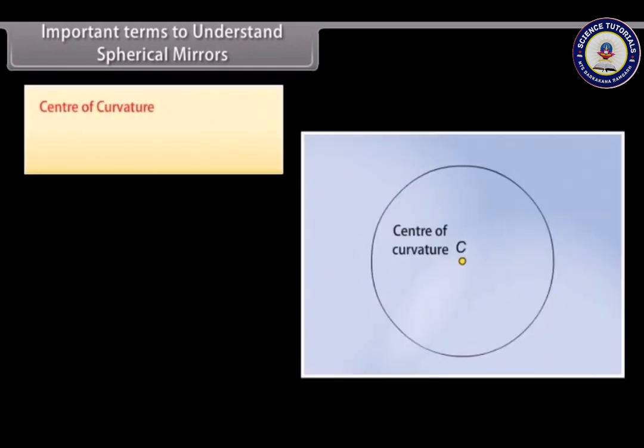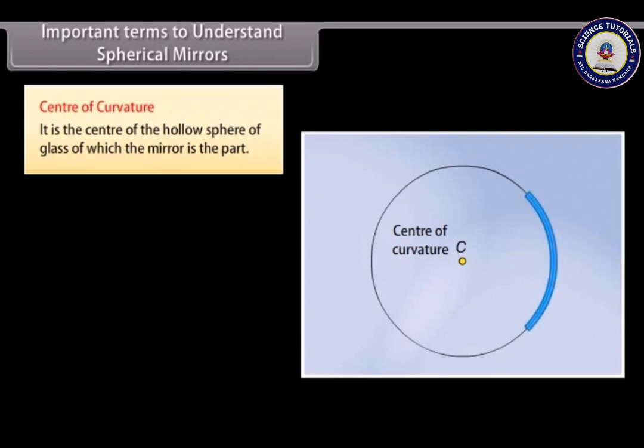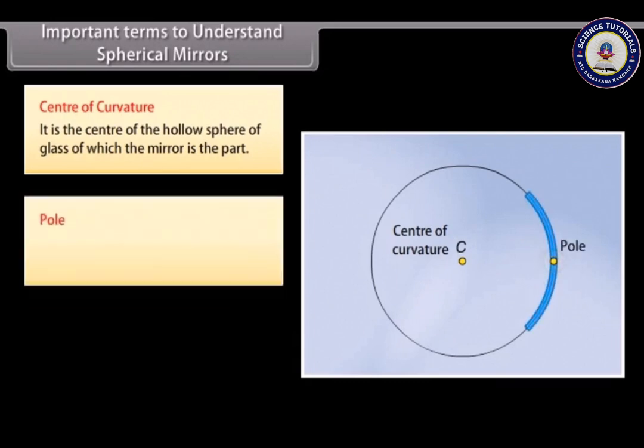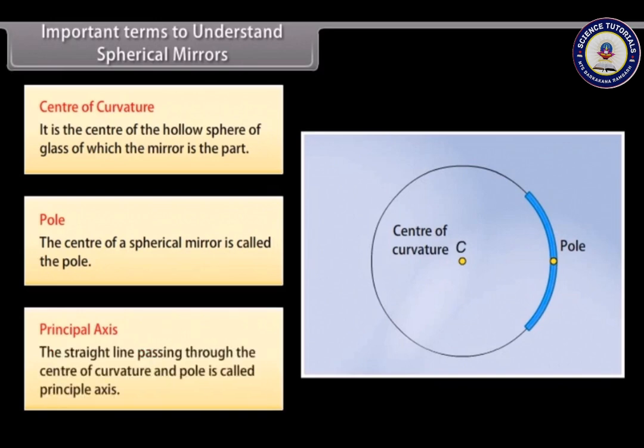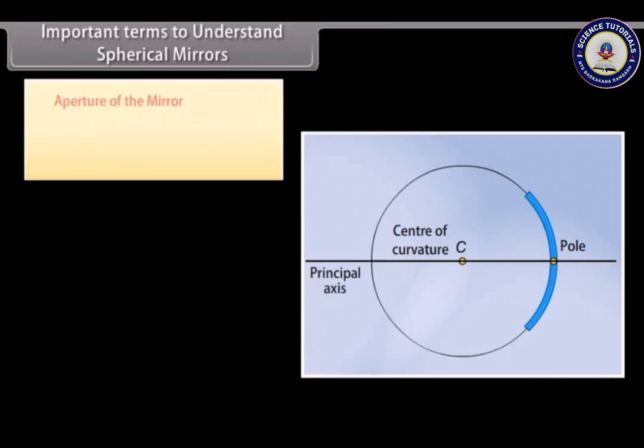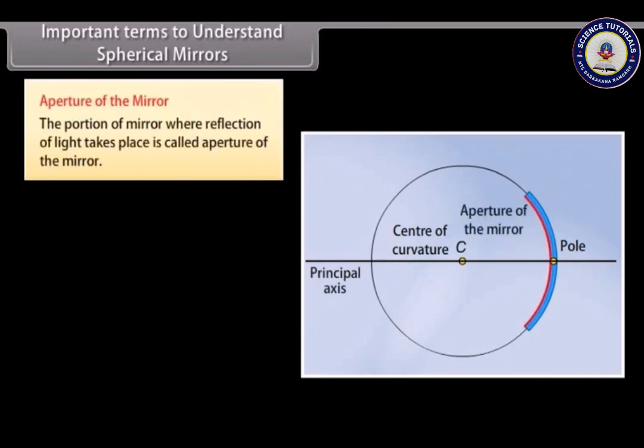Important terms to understand spherical mirrors. Center of curvature. It is the center of the hollow sphere of glass of which the mirror is a part. Pole. The center of a spherical mirror is called the pole. Principal axis. The straight line passing through the center of curvature and pole is called the principal axis. Aperture of the mirror. The portion of the mirror where reflection of light takes place is called the aperture of the mirror.